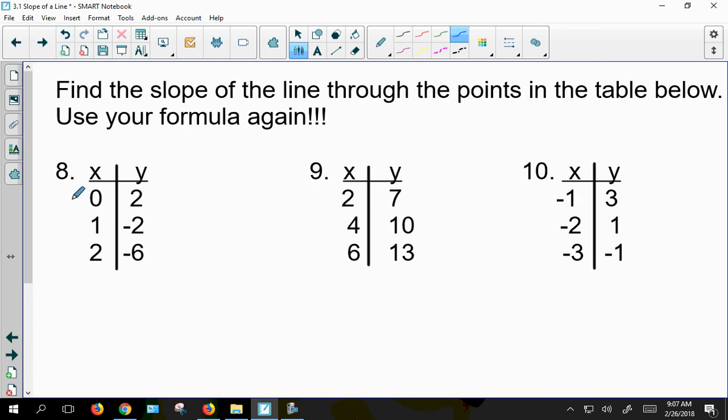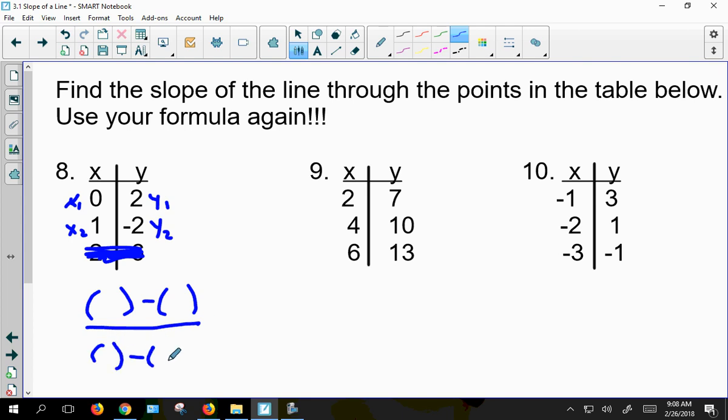Okay, guess what? It's the same thing. x1, y1, x2, y2. This is x1 because it's the first x. Now, this is x3 and y3, but I don't need those. So now I put it into the formula and I solve. Parentheses, parentheses, minus parentheses, parentheses. I forgot my negative sign. Parentheses, parentheses, minus parentheses, parentheses, over parentheses, parentheses, minus parentheses, parentheses.